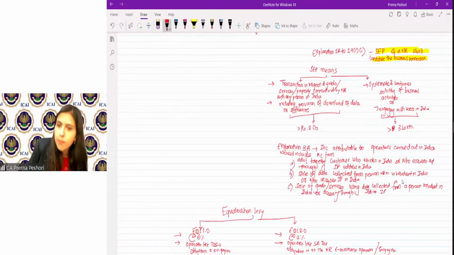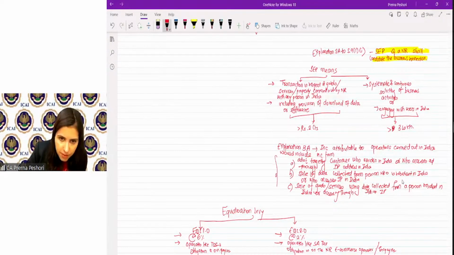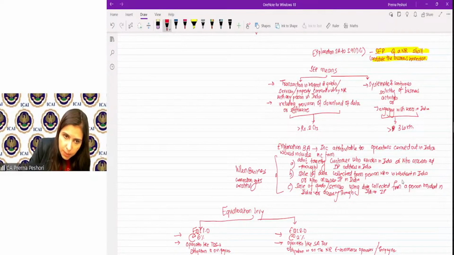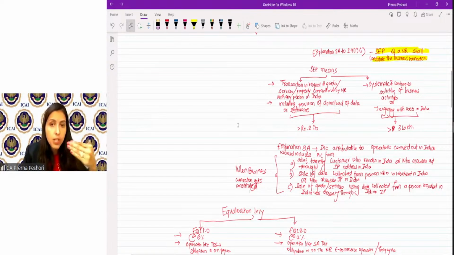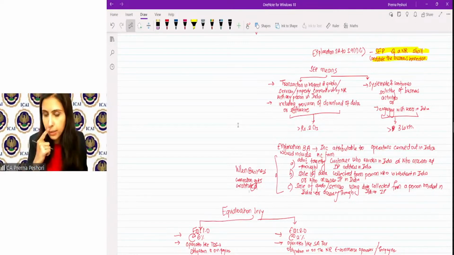So basically, in case the business connection gets constituted, then the income which is attributable to that business connection activities will also include income from sale of advertisement, sale of data collected, or sale of goods or services using that data collected. So this is only when the business connection gets constituted, in which case the equalization levy will not be applicable, right? This is not for SEP, this is for the business connection. So when business connection gets constituted, the income which is attributable to the operations carried out in India would include the income from all of these particular activities as well.